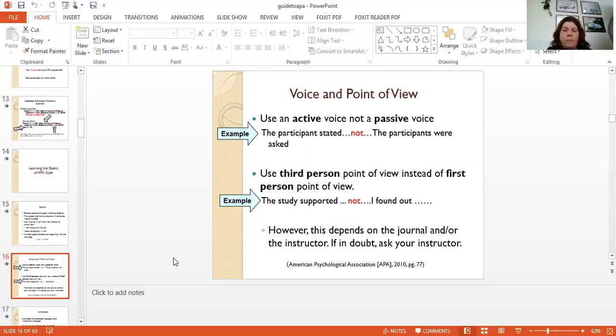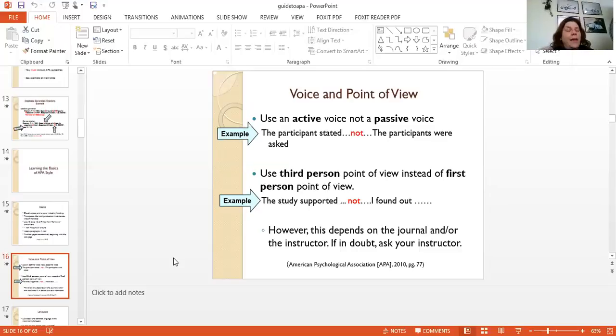Additionally, we like for you to use third-person point of view. So what does that mean? That means try to avoid using you and I. So instead of saying something such as, I think Edgar Allan Poe is one of the greatest poets, it sounds tentative. It sounds like you don't really have a sure feeling about what you're saying. So you want to sound like you know what you're talking about, you're taking ownership of it, it's yours.